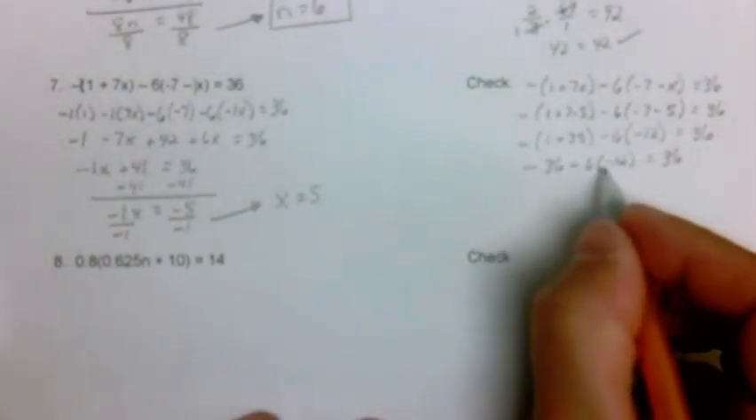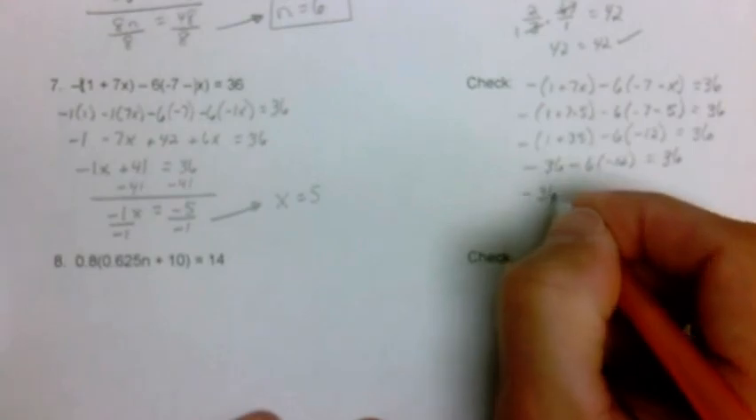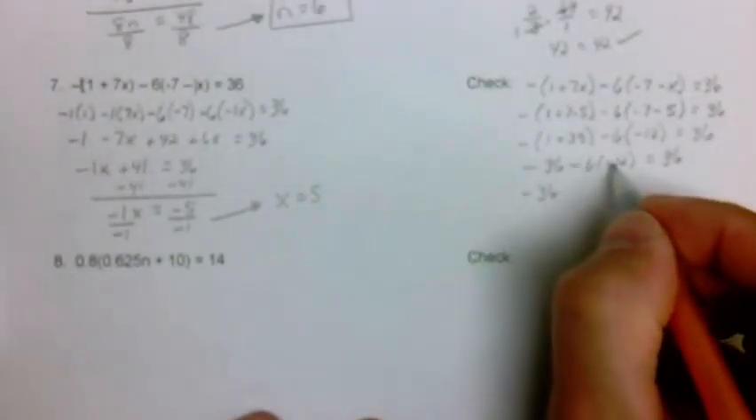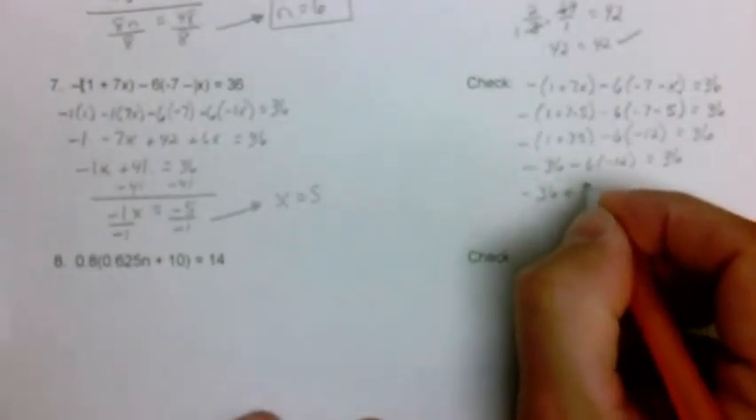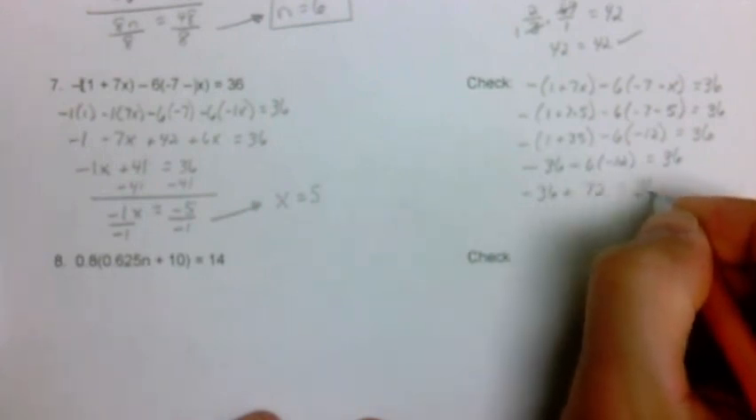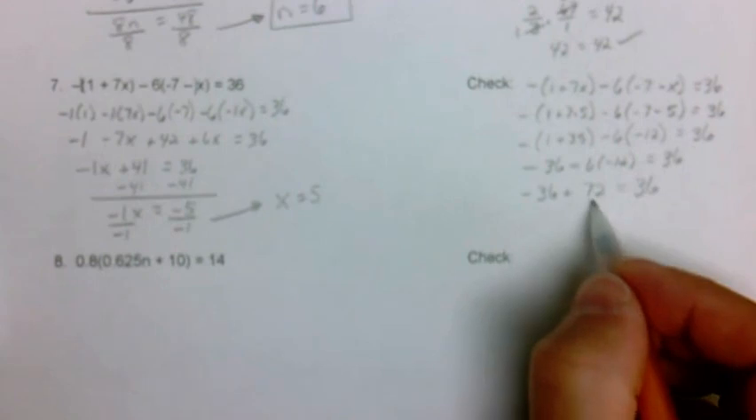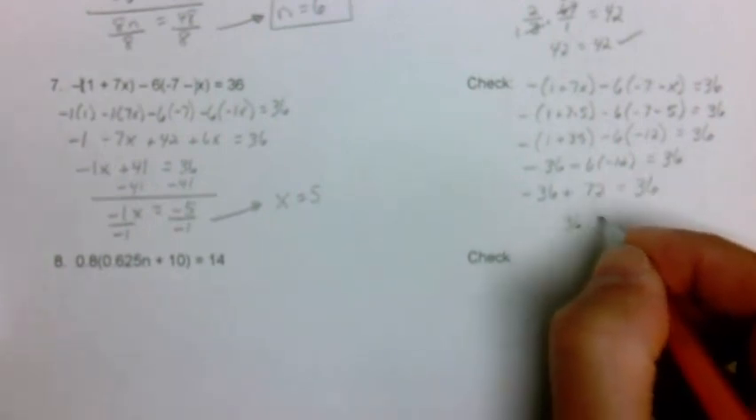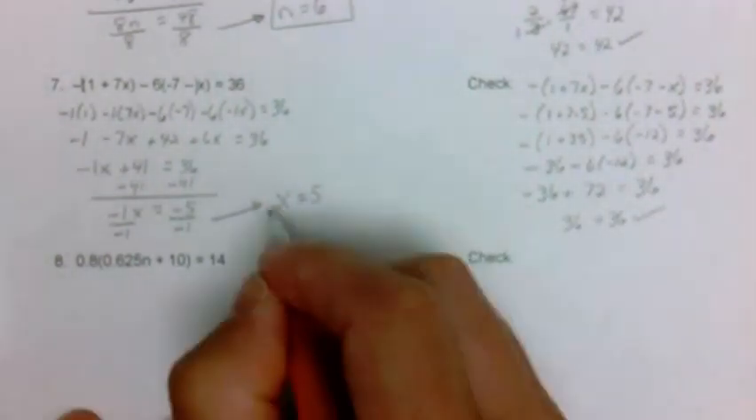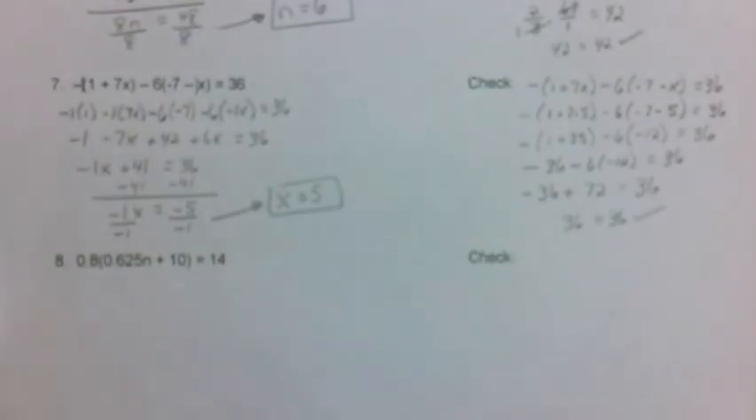Well, we're going to multiply here now. So we'll bring down that negative 36. Negative 6 times negative 12 is positive 72 equals 36. And then negative 36 plus 72 does equal 36. So 36 is equal to 36. And we know that x equals 5.